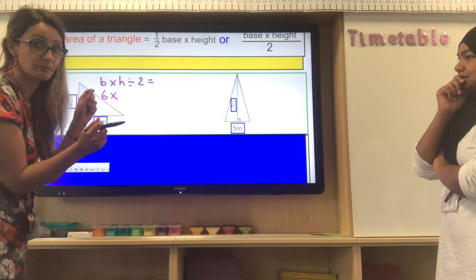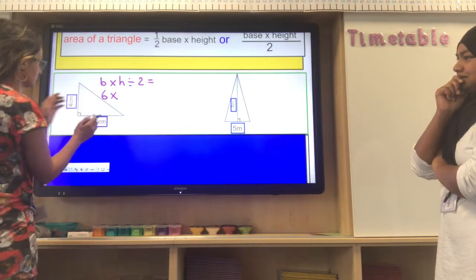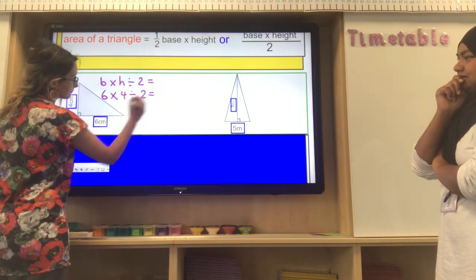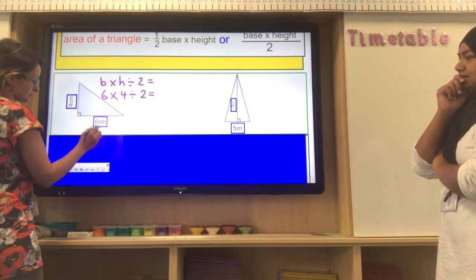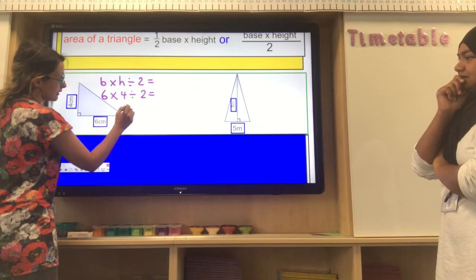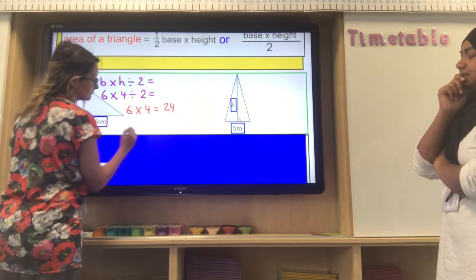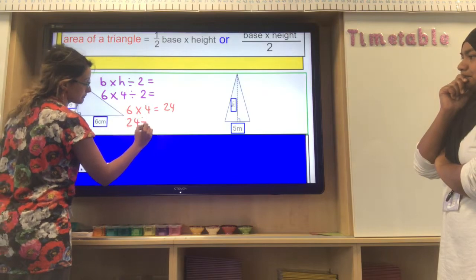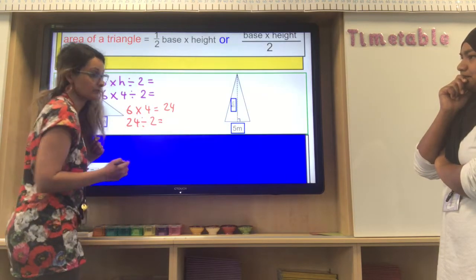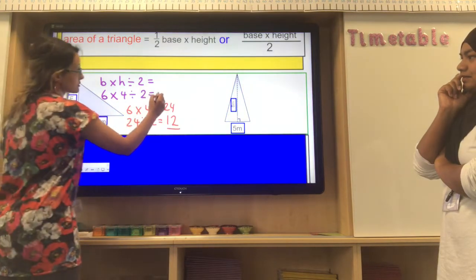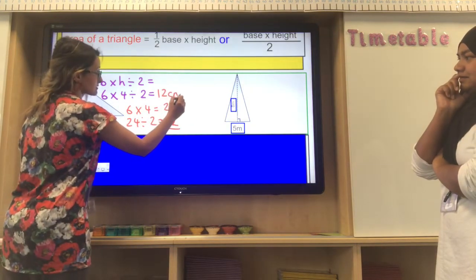So you don't use the hypotenuse when you're calculating the area of a triangle. It's the 4. So 4 divided by 2. Okay? So here, I know that 6 times 4 gives me 24, and 24 divided by 2, which is the same as a half of 24, gives me 12. So my final answer is 12 centimetres squared.